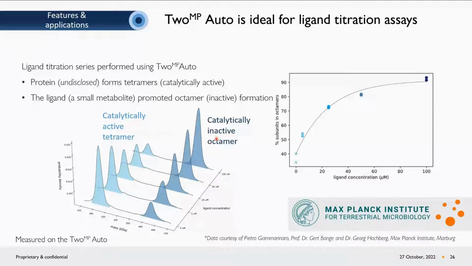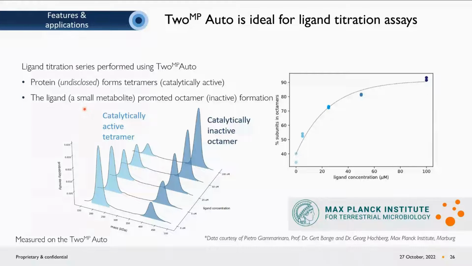Another example of a titration experiment. This was run by one of the beta testers of the instrument, the Max Planck Institute in Marburg, more specifically the group of Georg Hochberg. What they looked at is a protein that remains undisclosed, which forms a tetramer when it's catalytically active. That is this peak here.